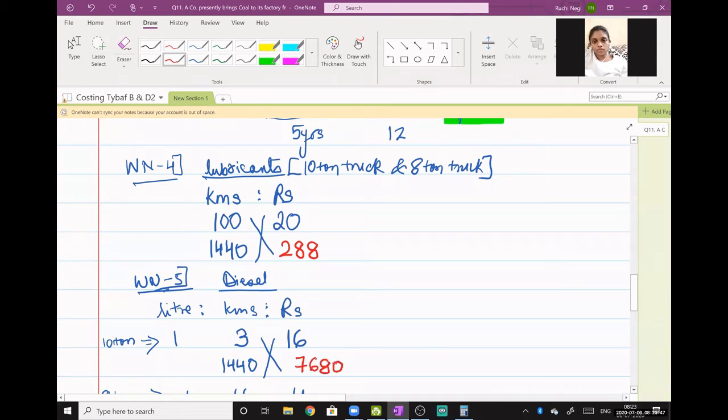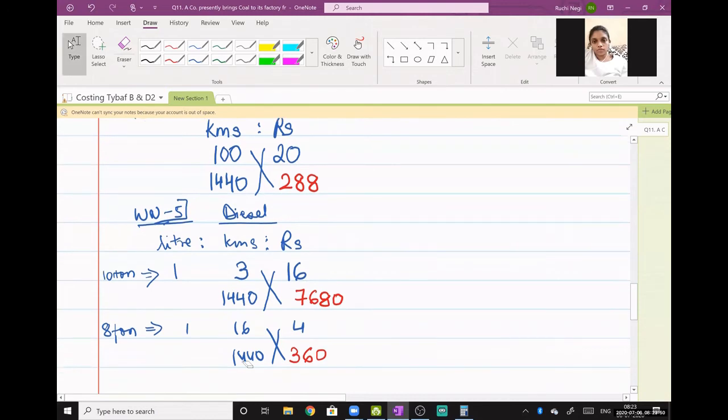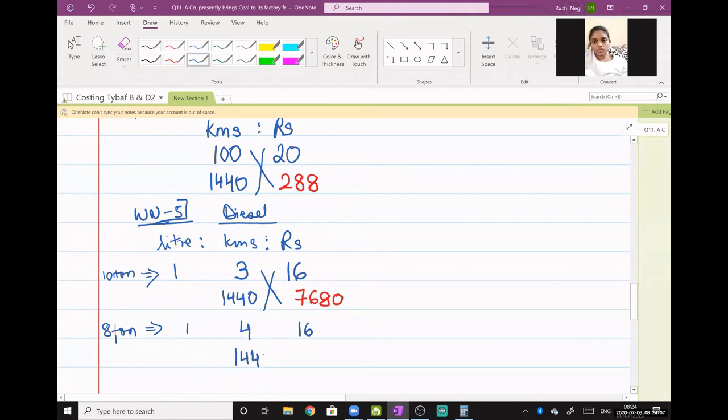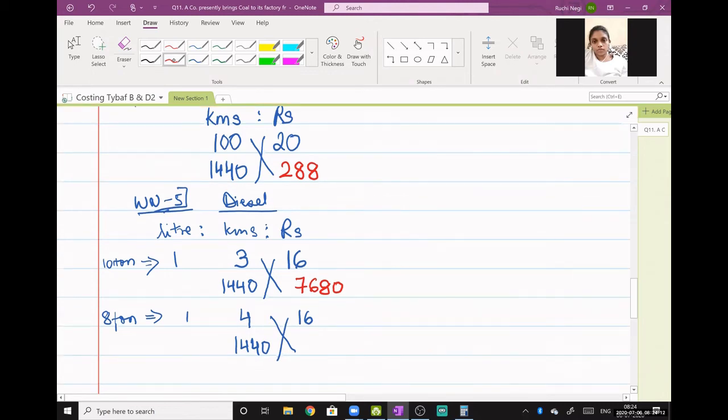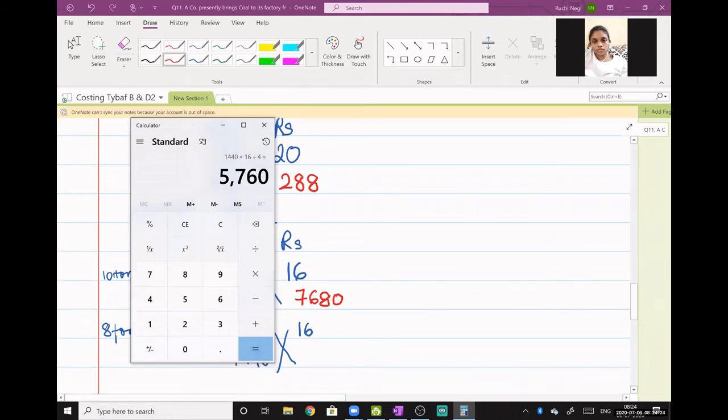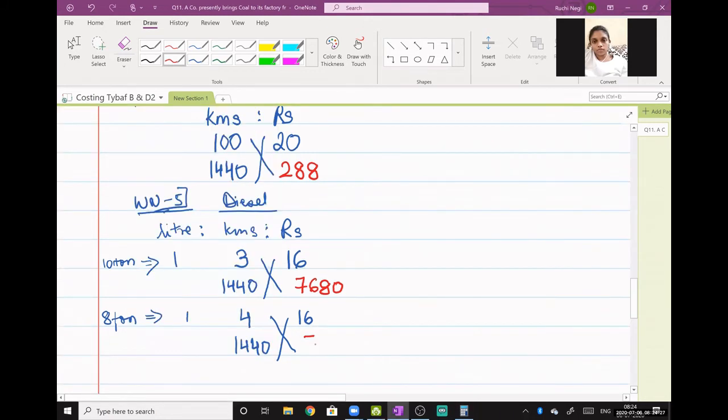Then for the next one, the 10-ton truck. Same base: for 1 liter, it is 16 rupees, and 1 liter goes up to 4 kilometers. So for 1440 kilometers, how much? Cross multiply. 1440 into 16 divided by 4. So my answer is 5760.